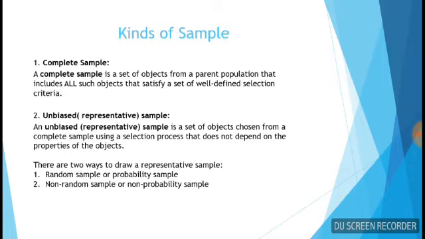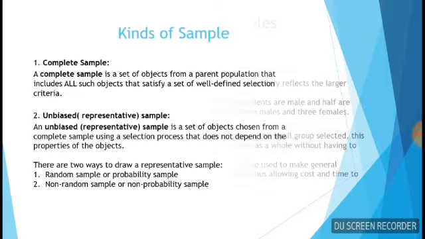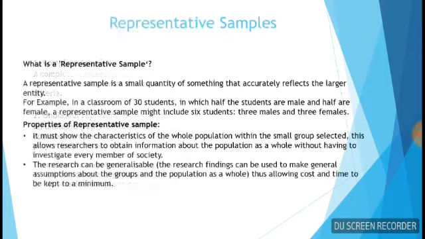We have different kinds of sample. There are two. The first one is complete sample. A complete sample is a set of objects from a parent population that includes all such objects that satisfy a set of well-defined selection criteria. The second one is unbiased or representative sample. An unbiased representative sample is a set of objects chosen from a complete sample using a selection process that does not depend on the properties of the objects. An unbiased or representative sample can be drawn in two ways. One is random sample, and the second one is non-random or non-probability sample.